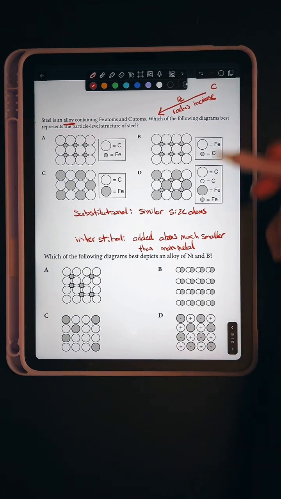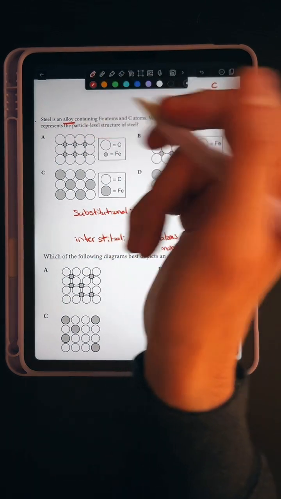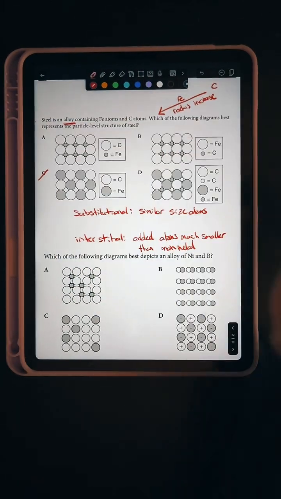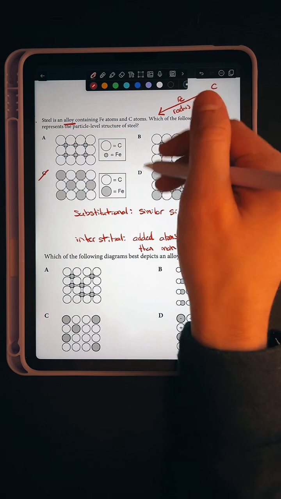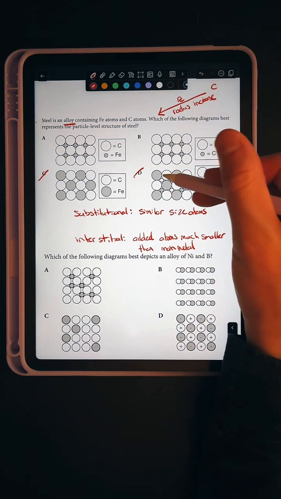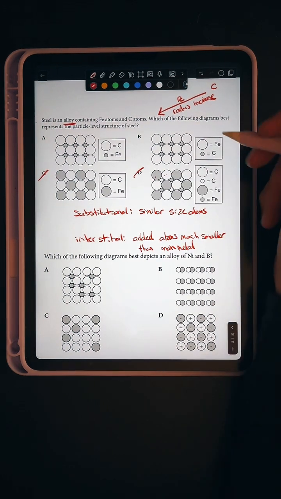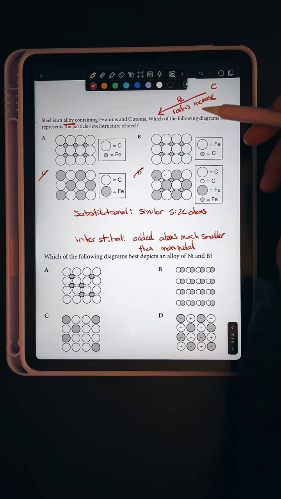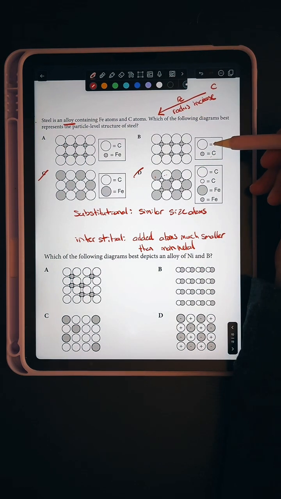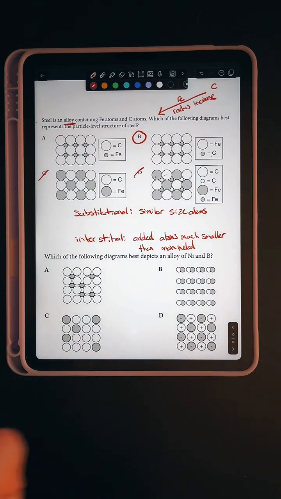So this is going to be an interstitial alloy, meaning that we can cross off C and we can cross off D because we know that they're different sizes, right? They're not going to be substitutional as well. So here we're between A and B. Now we just said carbon is much smaller than iron, so the correct answer for this alloy is choice B.